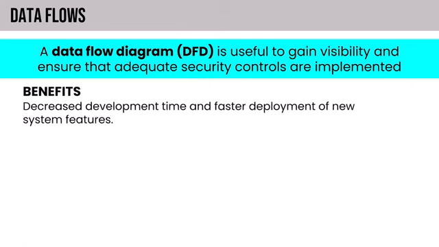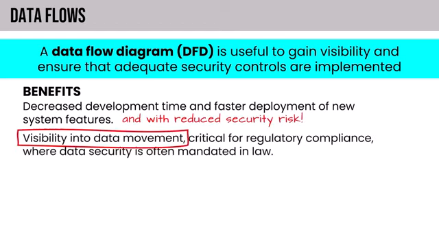So our benefits include decreased development time and faster deployment of new system features, and with reduced security risk. Visibility into data movement, which is going to be critical for regulatory compliance where data security is often mandated in law. So we need to understand how our data is flowing so we can add appropriate security controls at every layer. Encrypting at rest, encrypting in transit, encrypting in use.